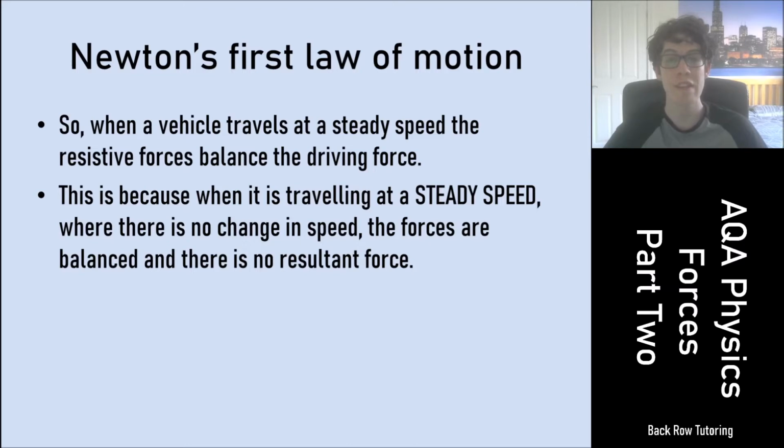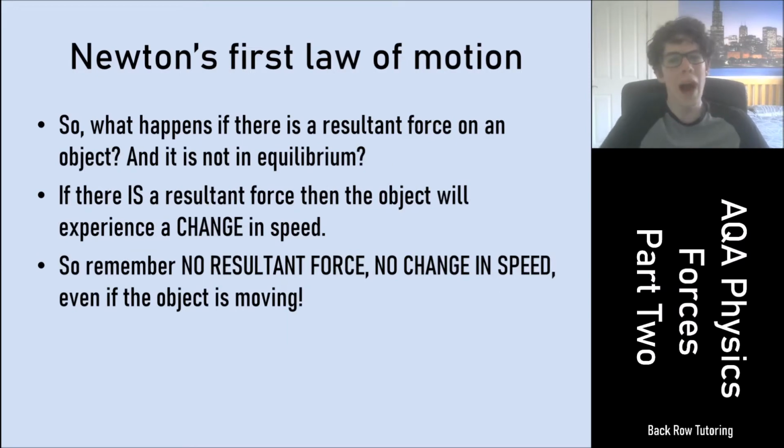Newton's first law states that if something is moving at some velocity, it will continue to move at that velocity if there are no external forces acting on it. If an object is stationary and there are no overall forces acting on it, it will stay stationary. So what happens if there is a resultant force on an object and it is not in equilibrium? If there is a resultant force, the object will experience a change in speed. Remember, no resultant force, no change in speed, even if the object is already moving.